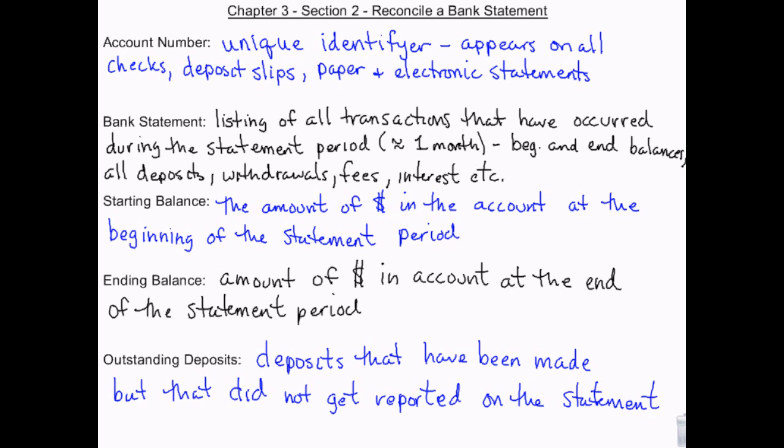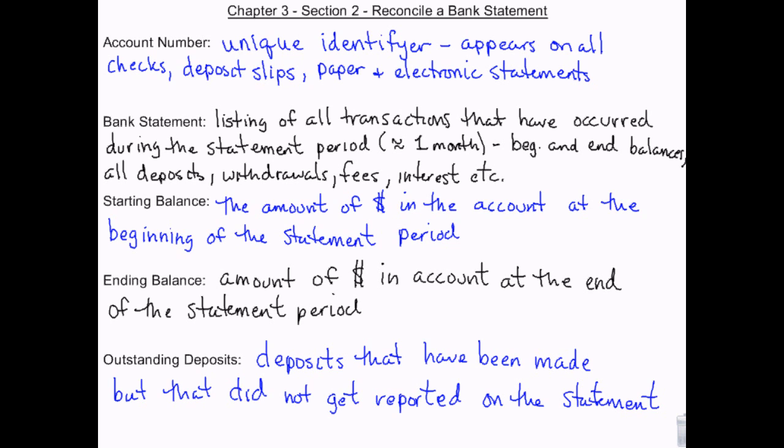For example, if your name was John Smith, there's probably several thousand John Smiths in this state or in the country. So everything's done by account number.